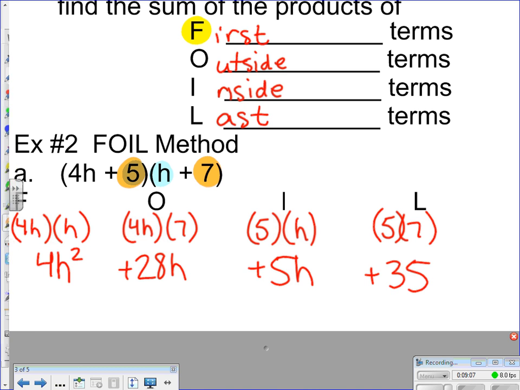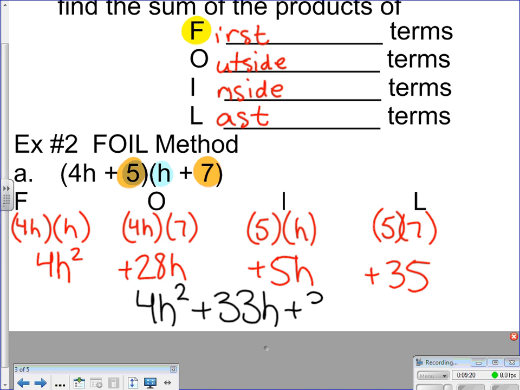Now, you notice I still have 4 answers because I need to combine the like terms. The two in the middle combine together. 28 and 5 make 33h. And everything else just drops down. And that's your answer. Now, FOIL is not a new method. It's distributive property with words to help you remember how to do it.